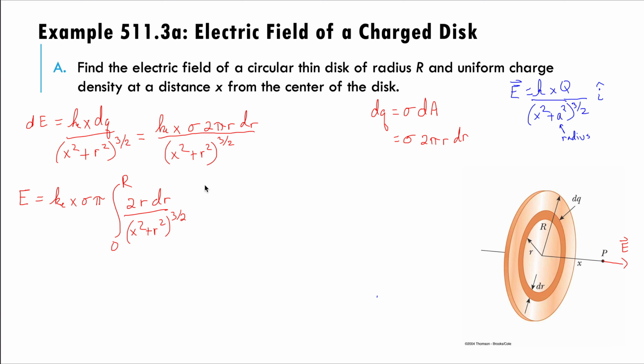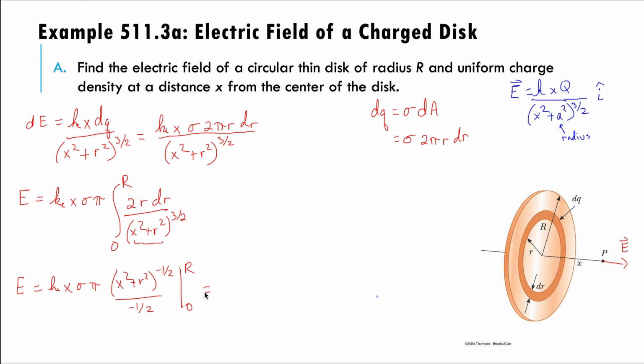You should be able to perform this integral if you use substitution. This will be your u, and that will give you the integral of u to the negative 3/2. So you should be able to perform that integral, and the result is going to be E equals ke x sigma pi, and then we're going to have (x squared plus r squared) to the negative 1/2 divided by negative 1/2. That's going to be from 0 to R.